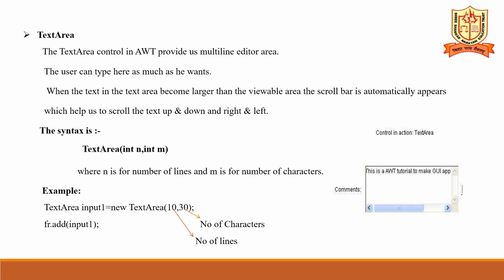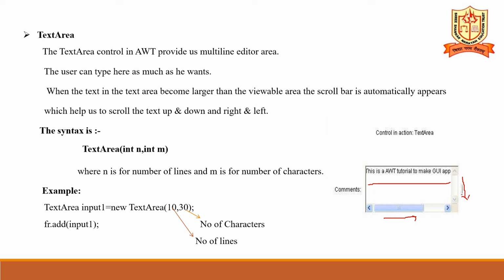In this slide, we will see the AWT control TextArea. I already told you that the text area control provides a multi-line editor area. The user can type here as much as he wants. When the text in the text area becomes larger than the viewable area, this is the viewable area, is it clear, the scroll bars automatically appear. One is a vertical scroll bar and the other is a horizontal scroll bar. The vertical scroll bar helps to scroll the text up and down, and the horizontal scroll bar helps to scroll the text right and left.